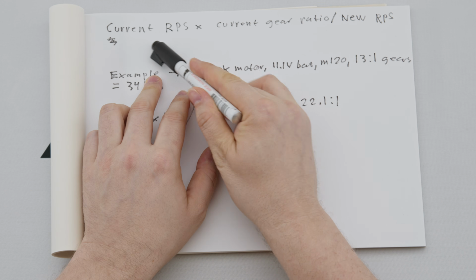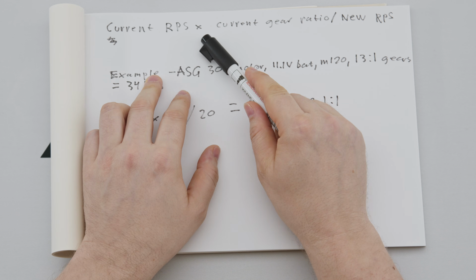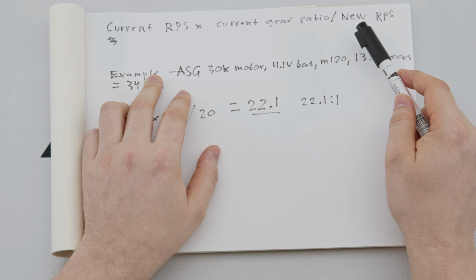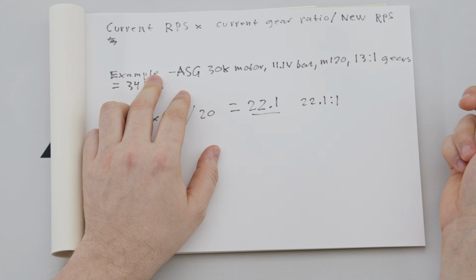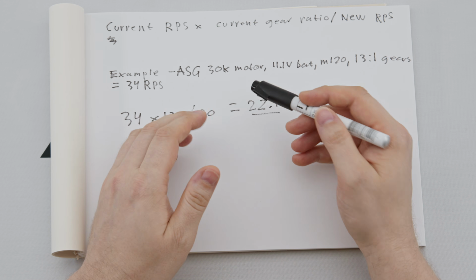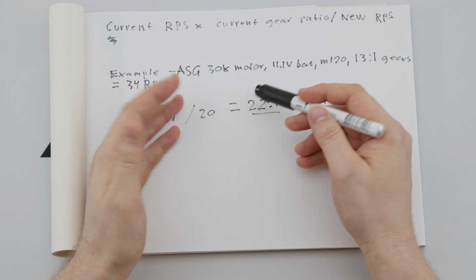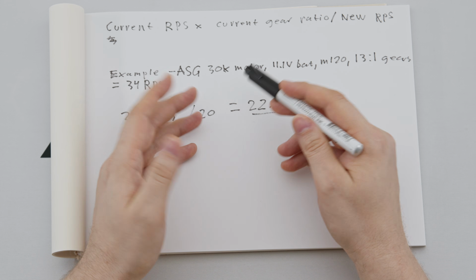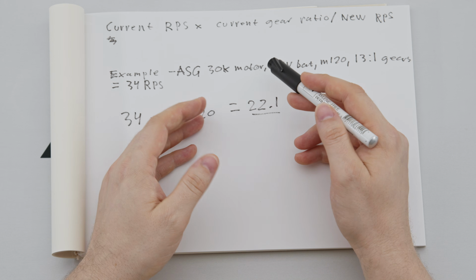And here is the formula. Current RPS multiplied by current gear ratio divided by the new rate of fire gives you the new gear ratio you need to buy. However, be aware that exact gear ratios can be a bit tricky. For example, what people often describe as 18 to 1, it's actually 18.72 to 1, so you'd have to calculate with that instead of 18 to 1.